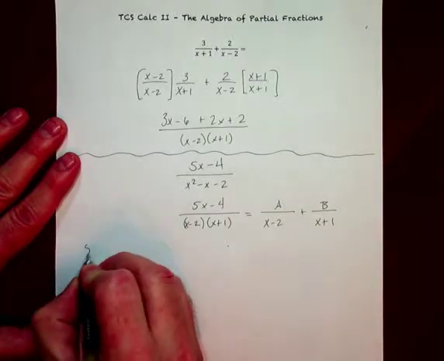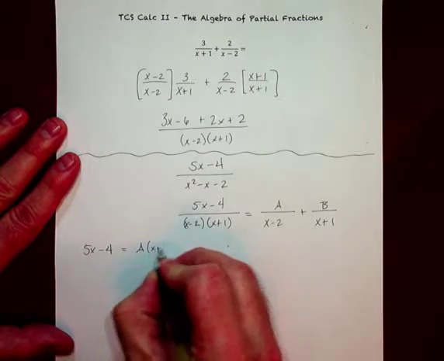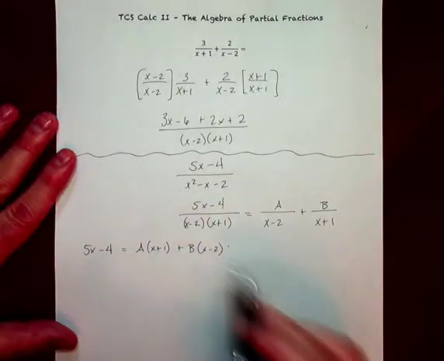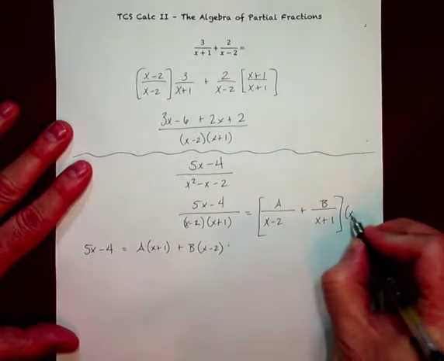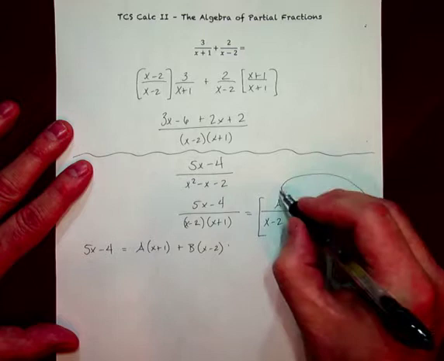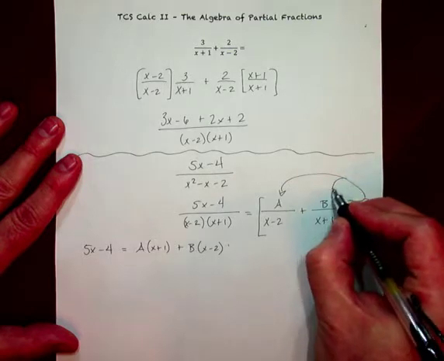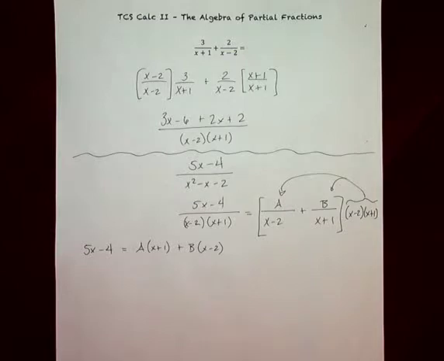So I wind up with 5x minus 4 is equal to A times x plus 1 plus B times x minus 2, right? Because when you multiply both sides by the denominators, on this side, you have to distribute, right? X minus 2 and x plus 1. When you distribute it to the first term, the x minus 2's cancel, but the x plus 1 doesn't. When you distribute it to the second term, the x plus 1's cancel, but the x minus 2 doesn't. Now, you can find A and B by simply plugging in values for x, okay?